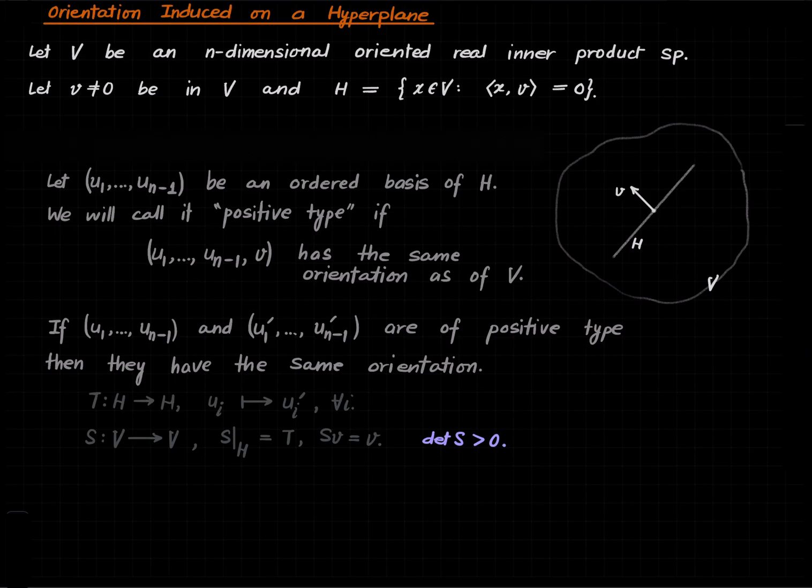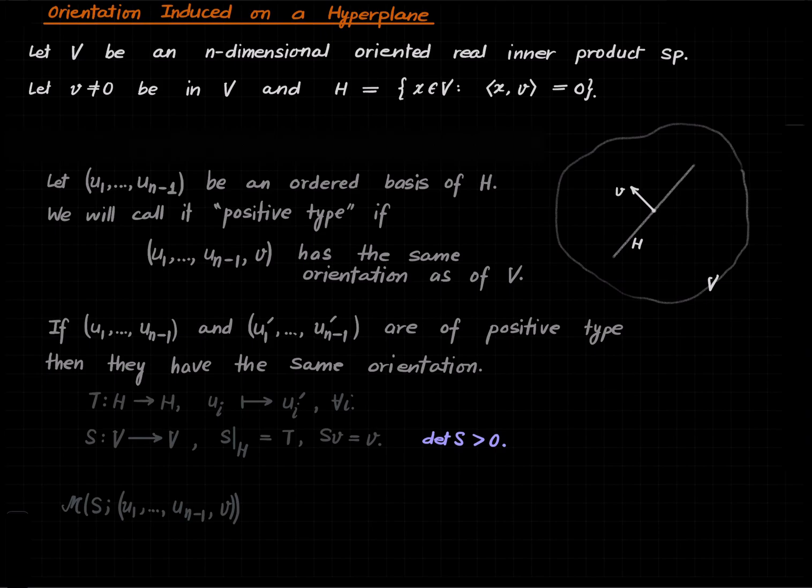All right. And now we want to show that the determinant of T is positive, right? That is what we need to do to show that the chosen ordered bases have the same orientation. Well, let's make the matrix of S with respect to whichever basis we want. Let's choose this basis, u1 up to un minus 1, and then v.